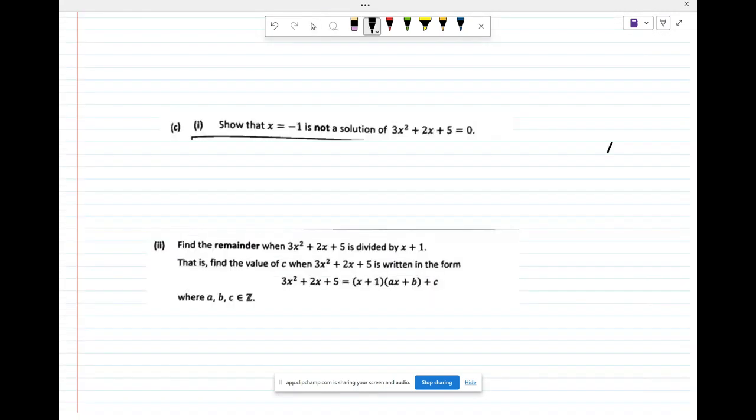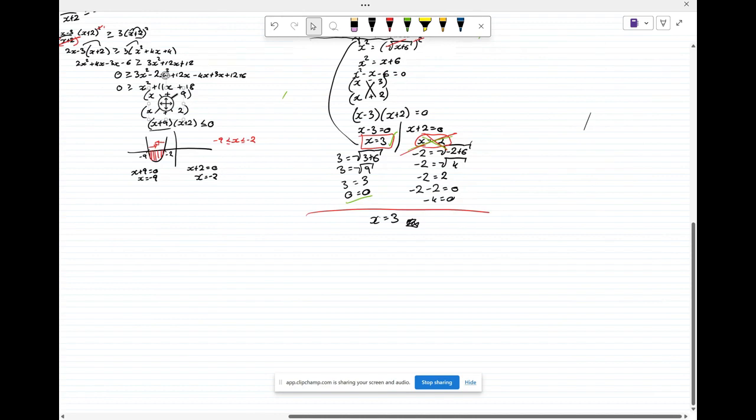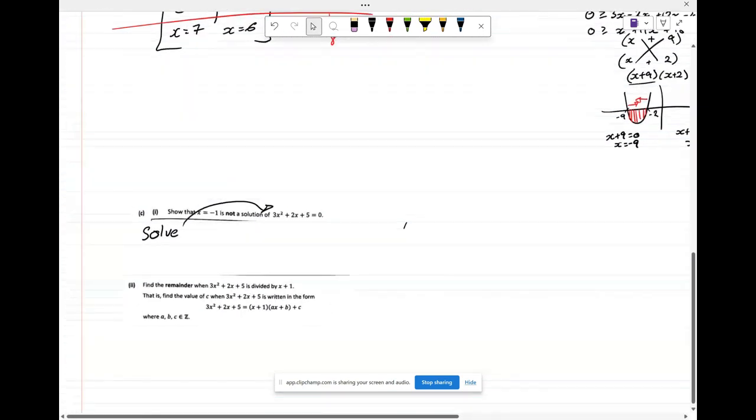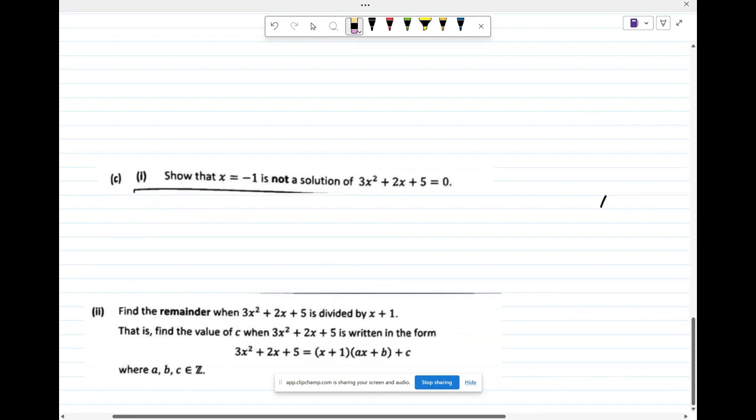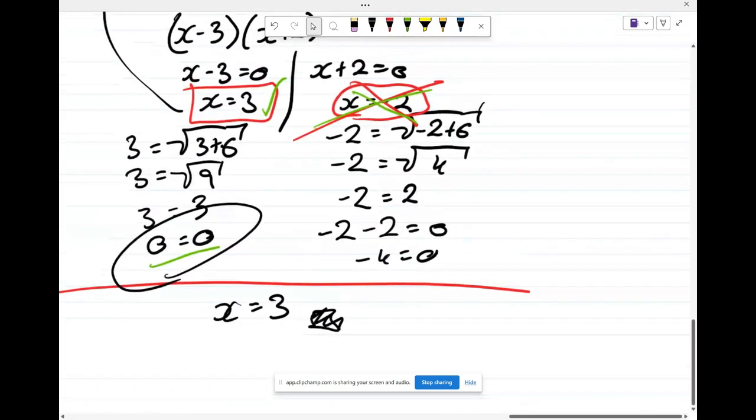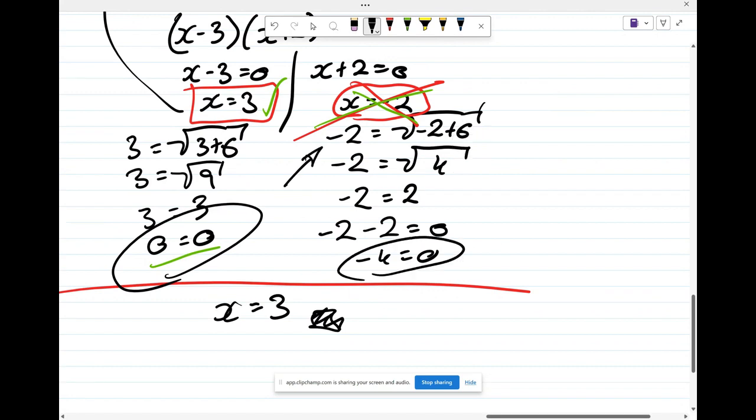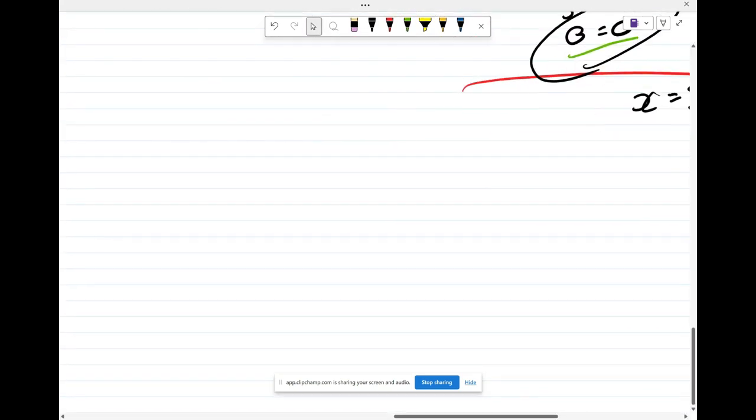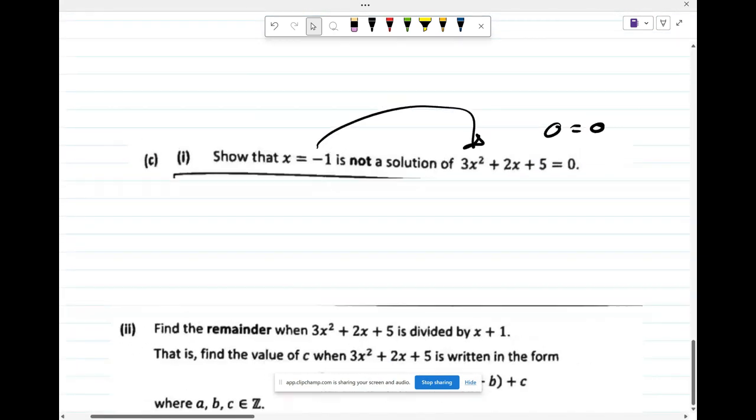So, next question says, show that x equals minus 1 is not a solution of this equation here. Everything we've been doing up to now, we've been solving the equations. That means we were finding values for x, so that when we subbed it into the equation, we got 0 is equal to 0, like over here. But here, we want to show that x equals minus 1 is not a solution. That means if we sub it into the equation, we're not going to get 0 equal to 0. Kind of like what we did when we subbed in minus 2 over here and we got minus 4 is equal to 0. That means minus 2 is not a solution, and that's why we disregarded it. So let's go ahead and do that.